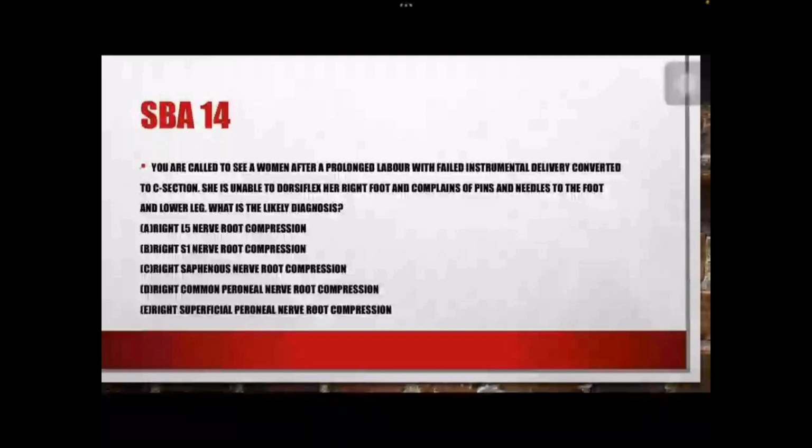The answer is right common peroneal nerve root compression. And what is this condition known as? There is a name for this: foot drop. So in foot drop, what is the abnormality that will happen? The patient's foot will drop; the patient is unable to dorsiflex the foot.